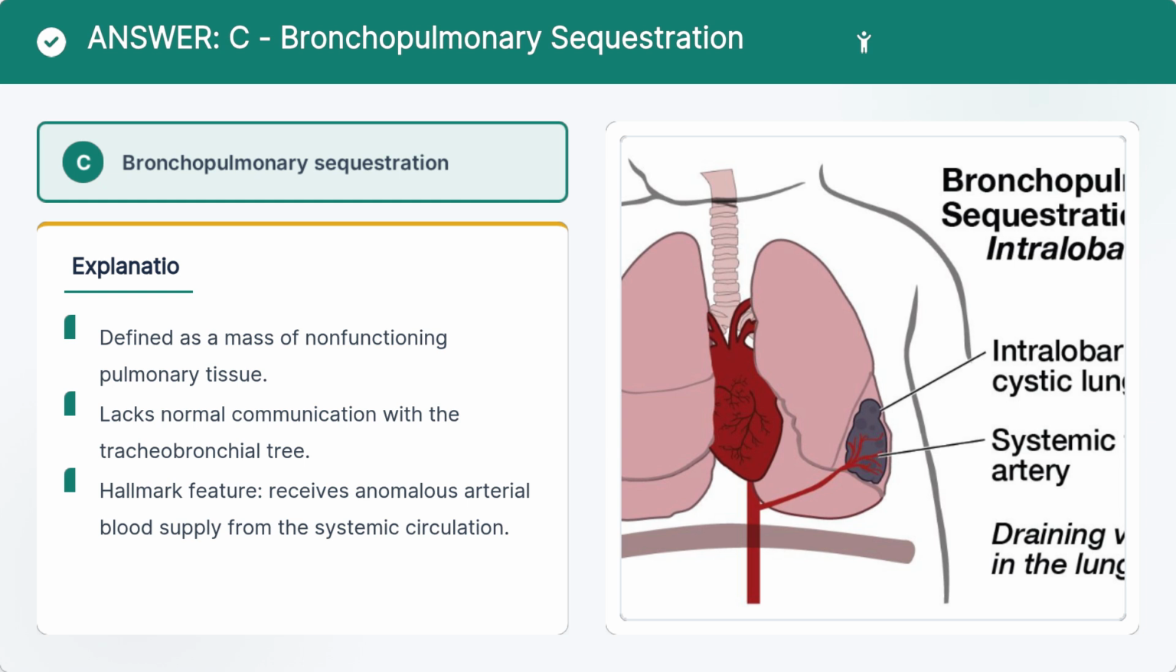The correct answer is option C, bronchopulmonary sequestration. This condition is defined by three core features. First, it is a mass of non-functioning pulmonary tissue that contributes nothing to gas exchange. Second, it lacks any normal communication with the tracheobronchial tree, so air cannot enter or leave through normal airways. Third, and most importantly, it receives its arterial blood supply from an anomalous systemic artery rather than from the pulmonary circulation. This systemic arterial supply is the hallmark diagnostic finding and distinguishes bronchopulmonary sequestration from all other congenital lung malformations.